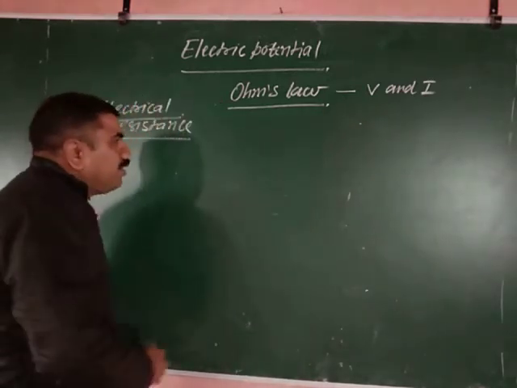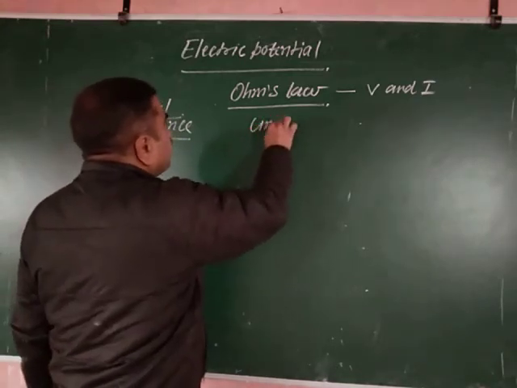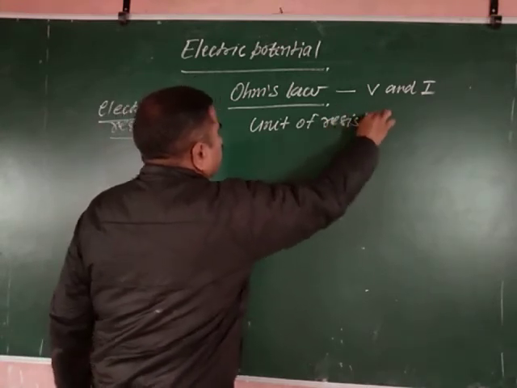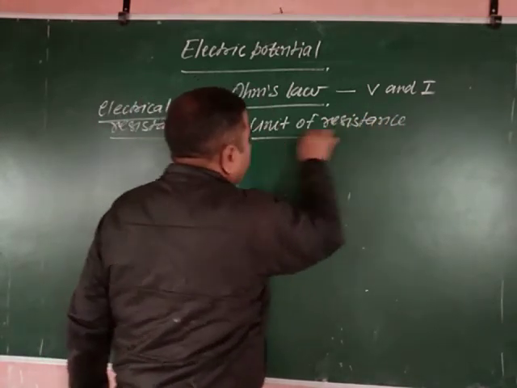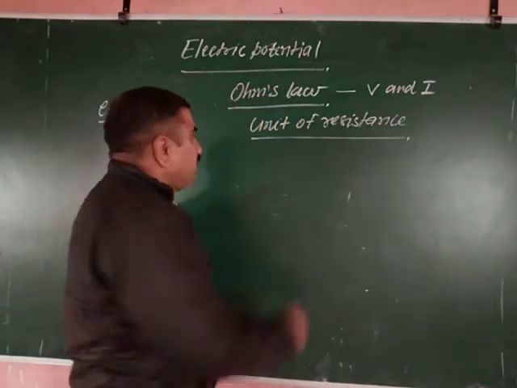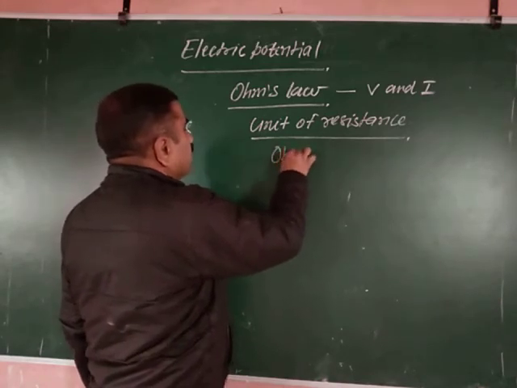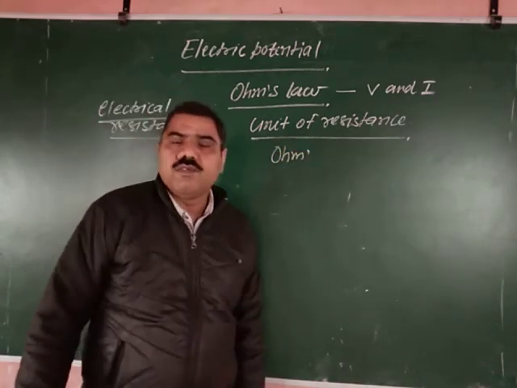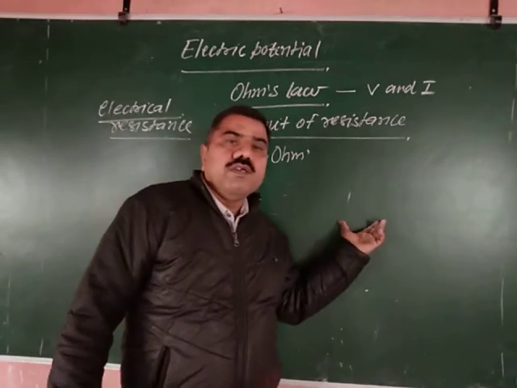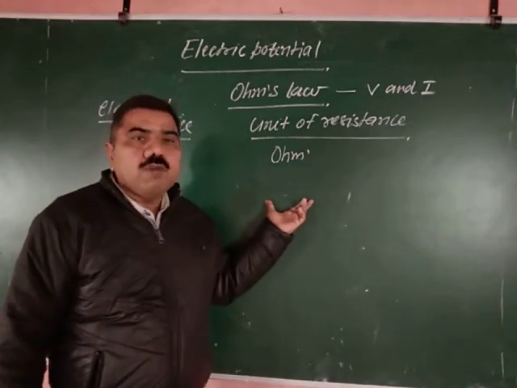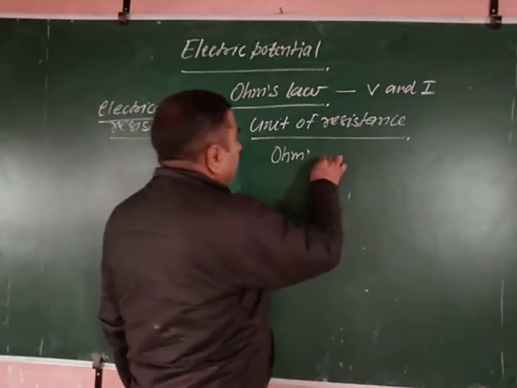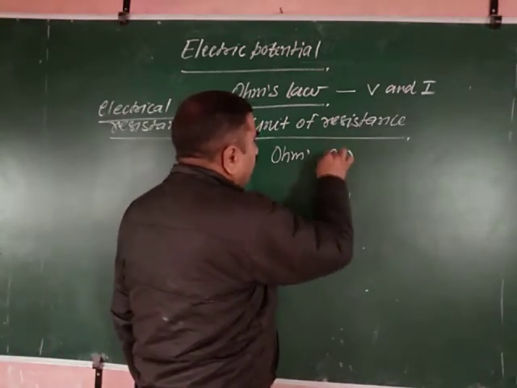Now we will talk about the unit of resistance. The SI unit of resistance is ohm. The electrical resistance, as we defined earlier, is measured in ohms. It is the SI unit of resistance and it is also denoted by the Greek letter omega.